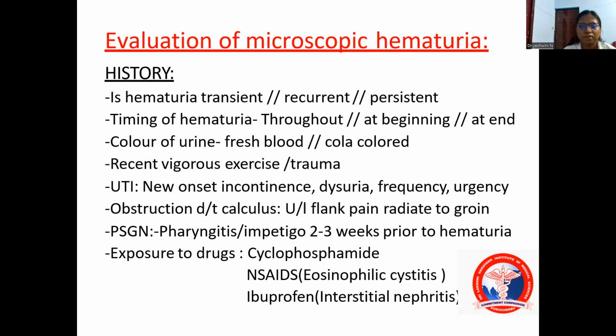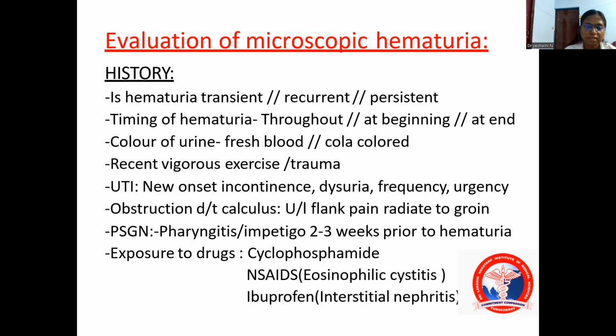If there is a UTI, we'll have associated features like dysuria, frequency, and urgency. If it is because of a calculus, we'll have flank pain radiating to the groin. If it is because of post-streptococcal glomerulonephritis, then you will have preceding pharyngitis or impetigo 2 to 3 weeks prior to hematuria.